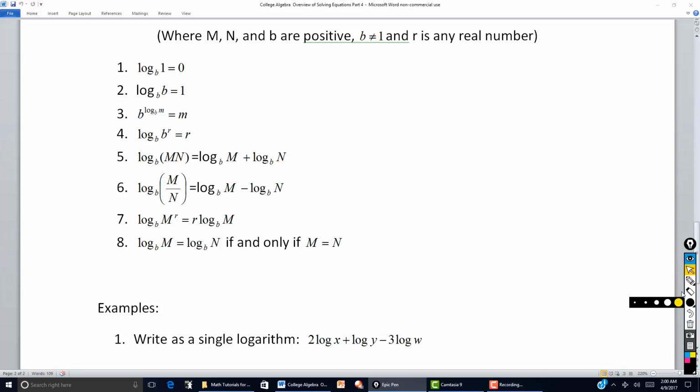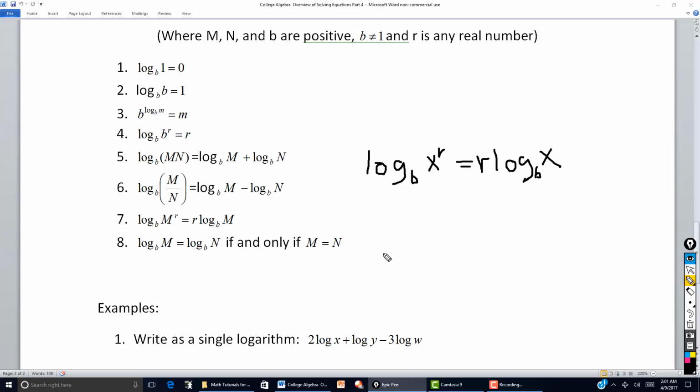Now I do want to point out here that when you have the log, base b, of x to the r, we just write it that way, then that's the same thing as r times the log of x to the base b, and I do it this way.